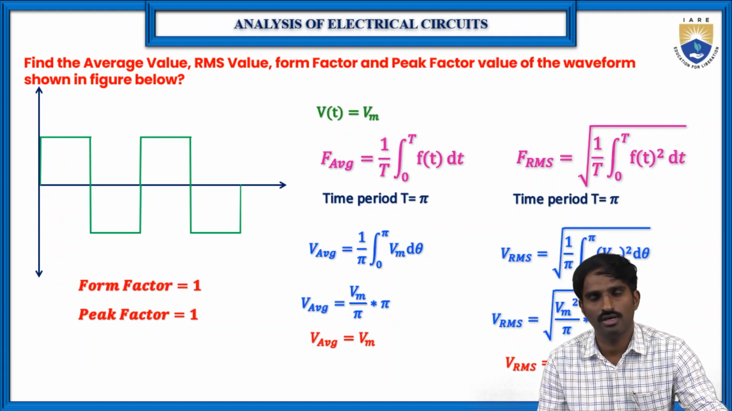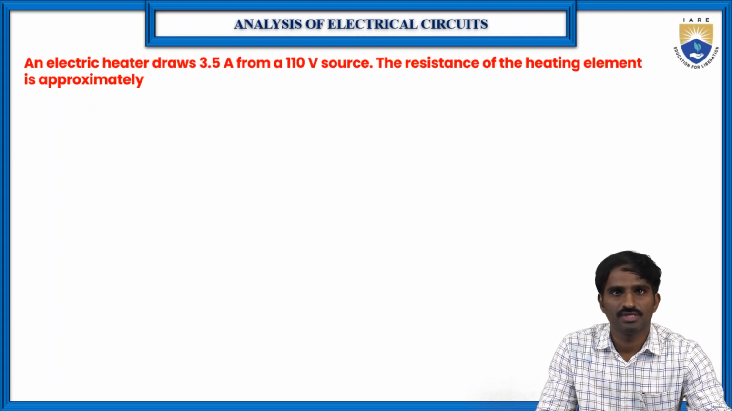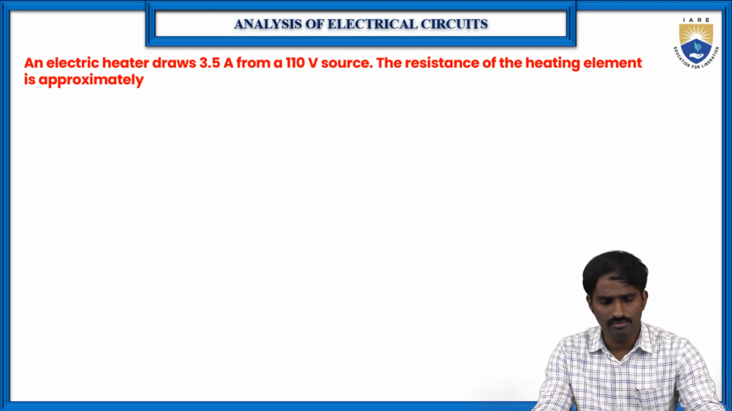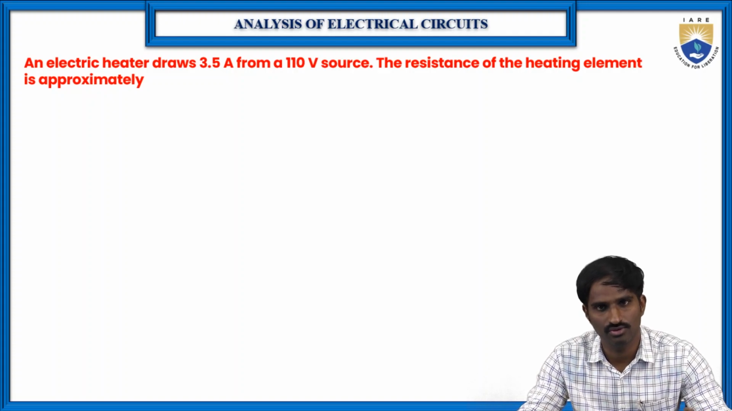So both are 1. Or what is the average value of a square waveform, or what is the RMS value of a square waveform? That is Vm. Next, now a very simple problem here, because these problems depend on the basics of electrical circuits.